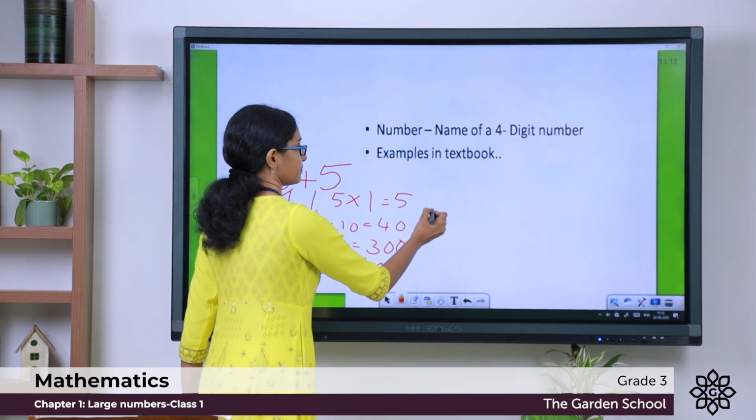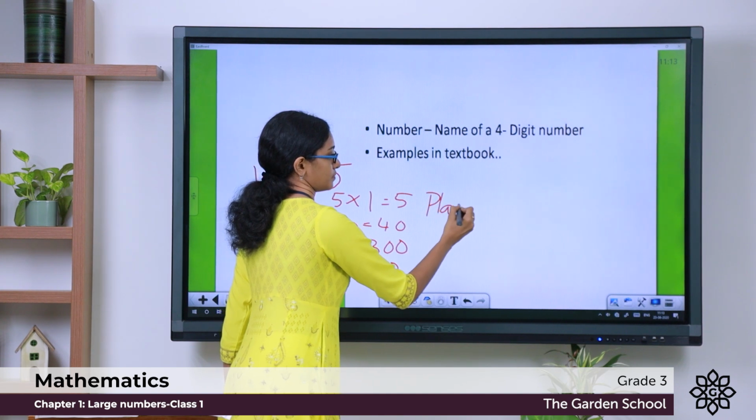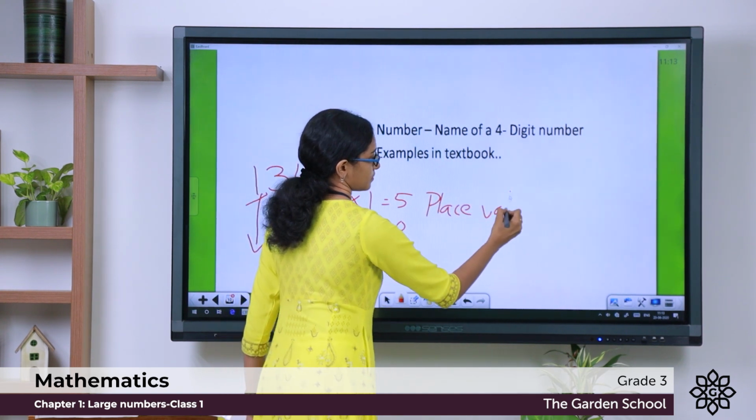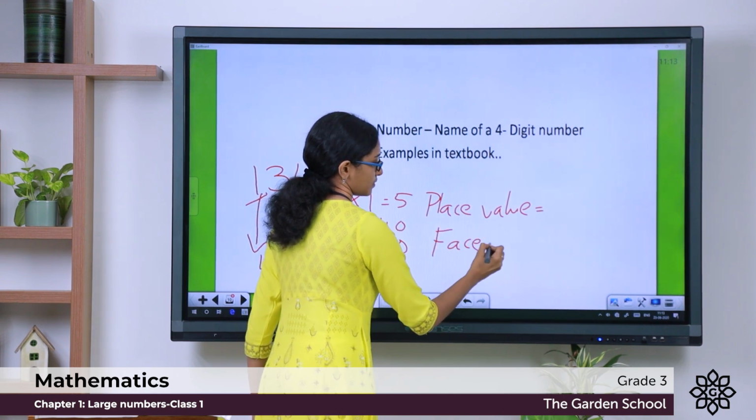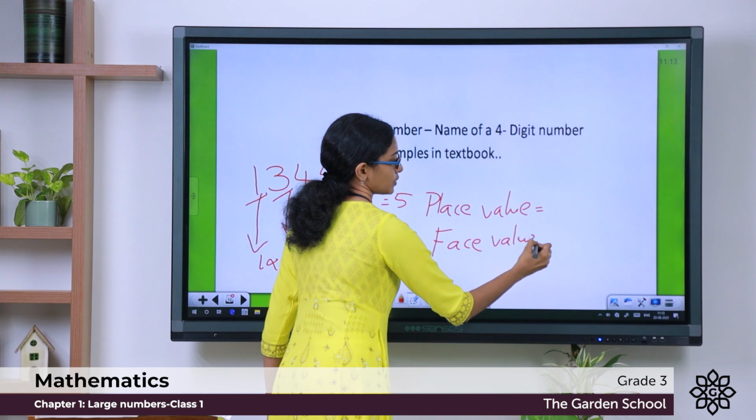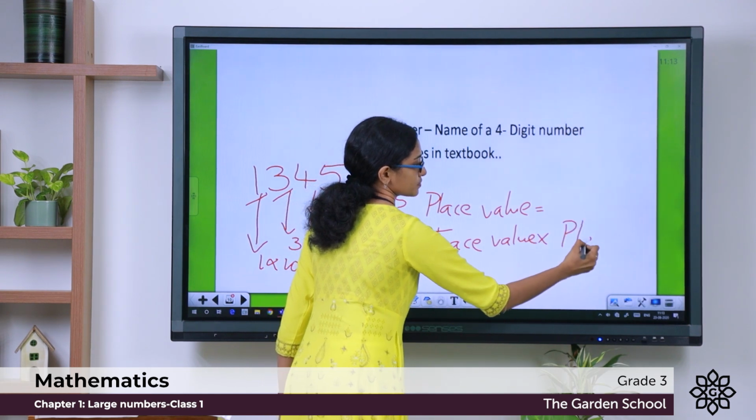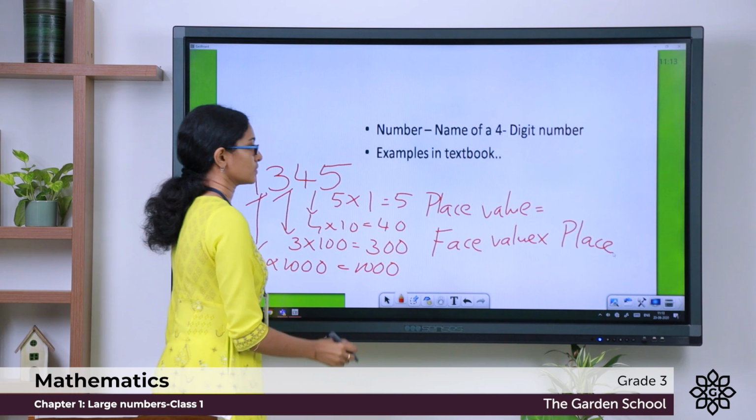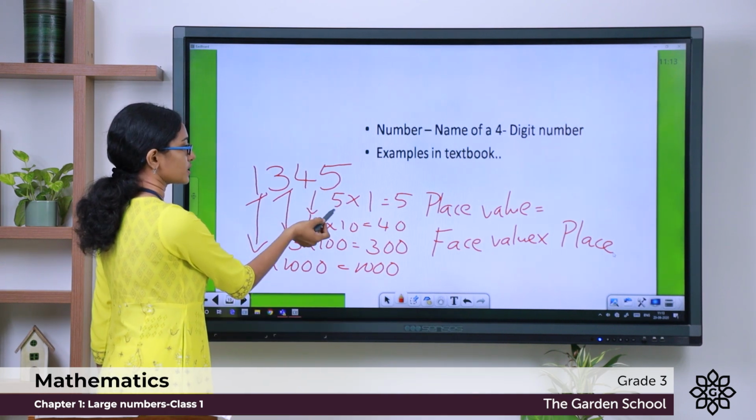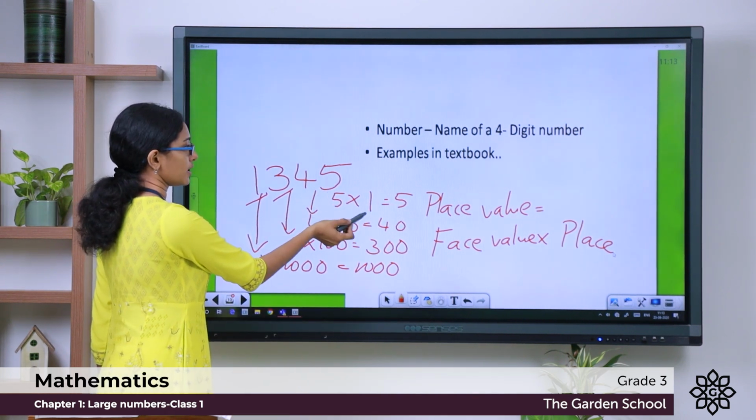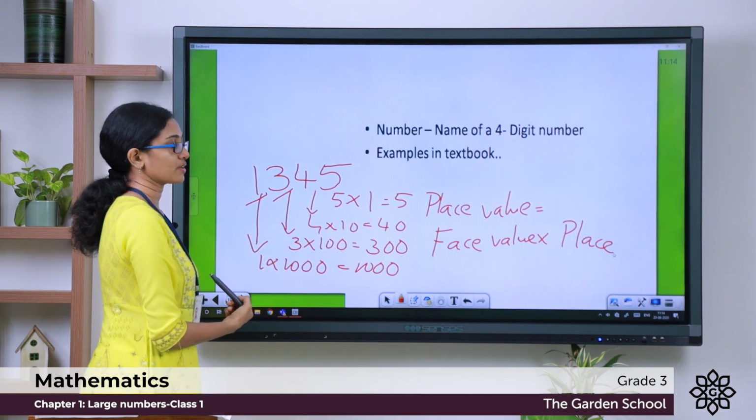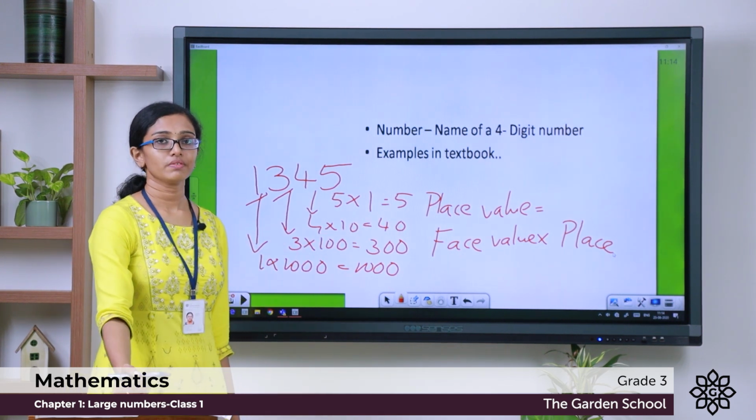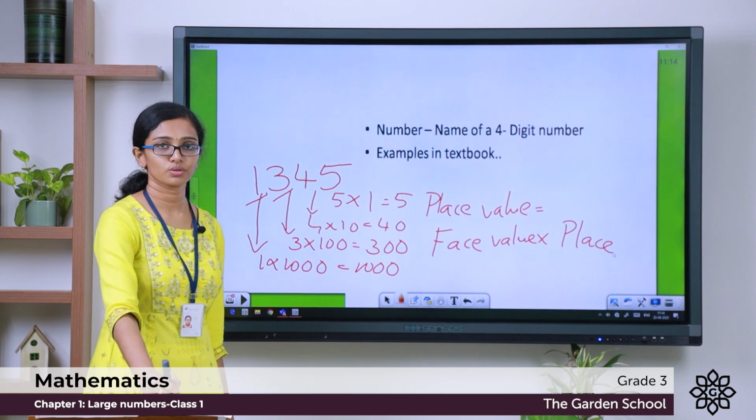So we can say place value equals face value times its place. For example, in the case of 5, face value is 5 and the place is 1. So the place value of 5 equals the face value into the place, that is 5 into 1 equal to 5. I hope this is clear to you. You are given more examples in your textbook. Please do go through them.